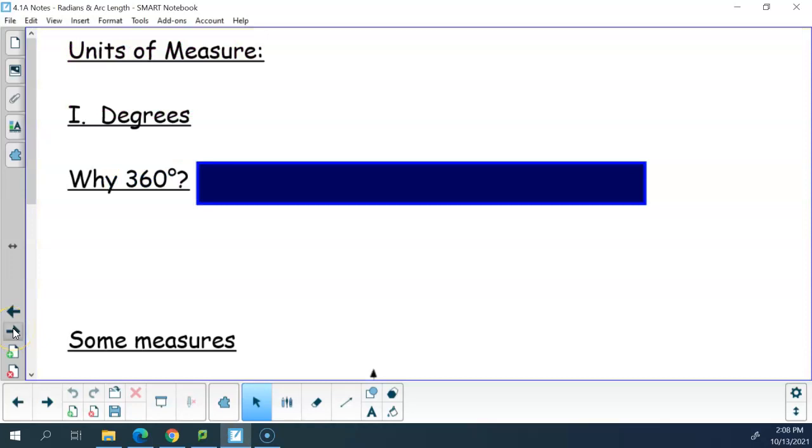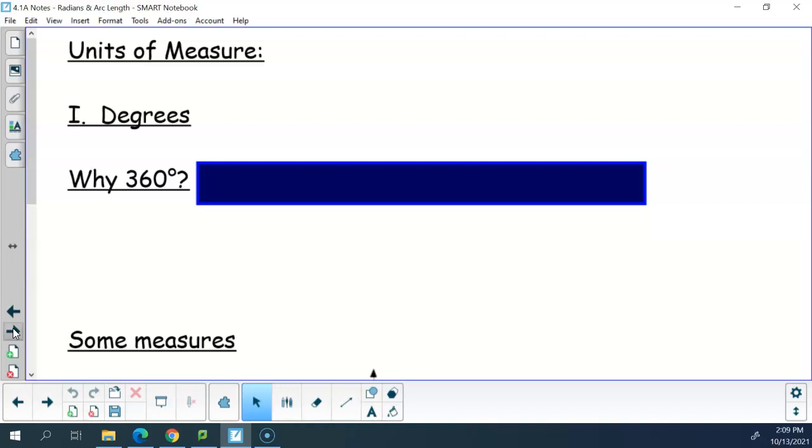Trig has two different units of measure. Okay? The first unit of measure is degrees. So our angles can be in degrees. And you've dealt with degrees. You all came through geometry at some point in time. And you know that around any point there's how many degrees? 360 degrees to make a full complete circle.